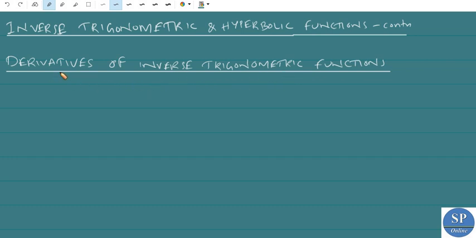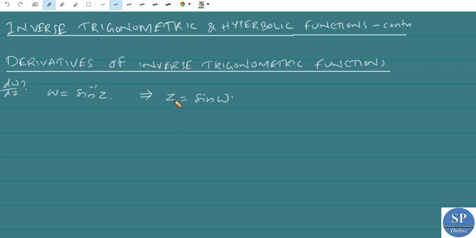So, first, the derivative of w equal to sine inverse of z, the inverse sine function. Okay, so how to find the derivative of the inverse sine function? From w equal to sine inverse of z, we have z is equal to sine w. Now, if we differentiate this with respect to z, we need to find the derivative, that means dw by dz.